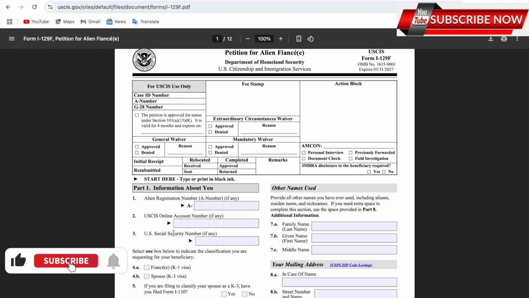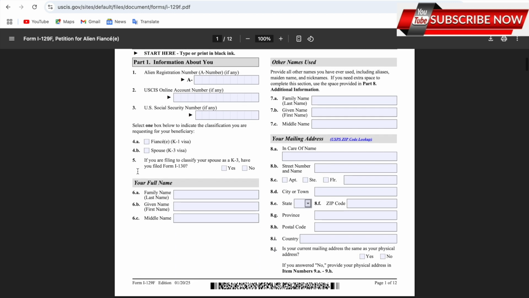Social security number. Once you live in the United States legally, you have a social security number. Everybody has a social security number. You put it over there, and it says select one of. So you need to select one: K-1 visa, K-2, and the spouse.